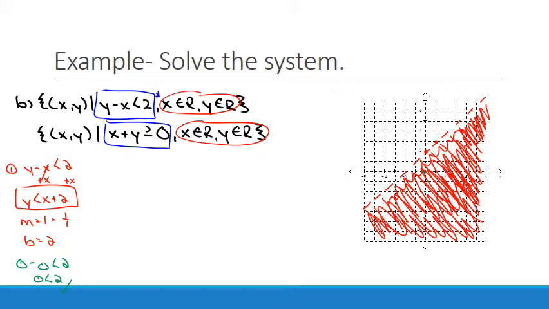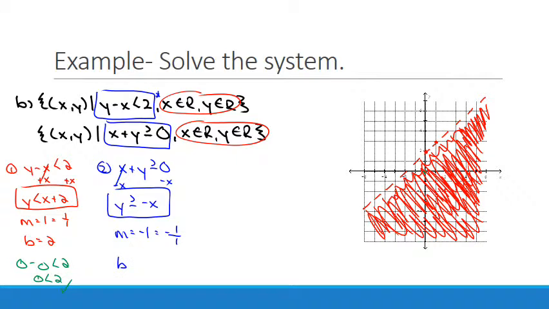Okay, so line 2 now. x plus y is greater than or equal to 0. So this will be a solid line because I have that equal to. I'll subtract x. y is greater than or equal to negative x. So I've got y isolated, so now my slope is going to be negative 1 or negative 1 over 1. My b value, I don't see one, so it's a 0. Just in case you forgot that, my 0 is my origin right there. It says I'm going to go down 1 over 1, which is right there. I get to draw a solid line this time.